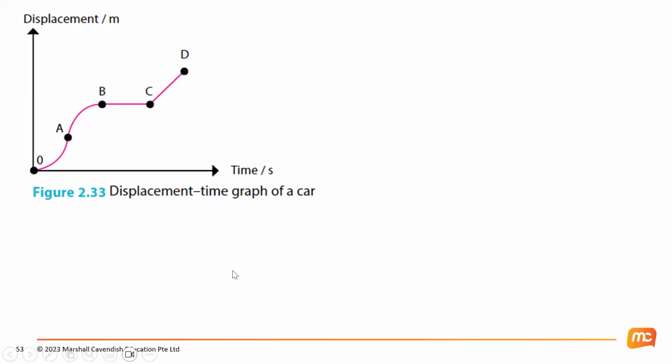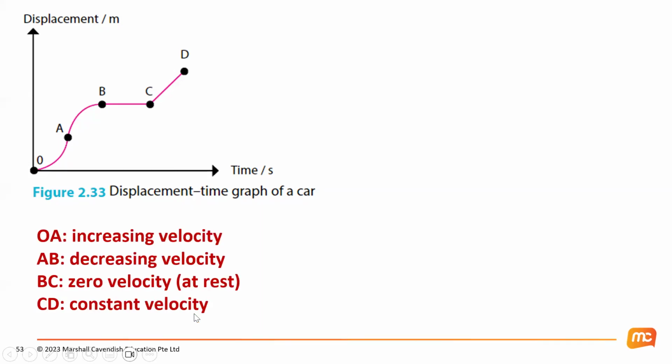Next, you may pause the video for a short time interval to describe the motion. The first part is from 0 to A. It's not a straight line, so it's increasing or decreasing. This part is increasing velocity. A to B, decreasing velocity. B to C, 0 velocity, not moving. C to D is constant velocity. I hope you are able to explain this: increasing, decreasing, 0 velocity is at rest, and constant velocity.